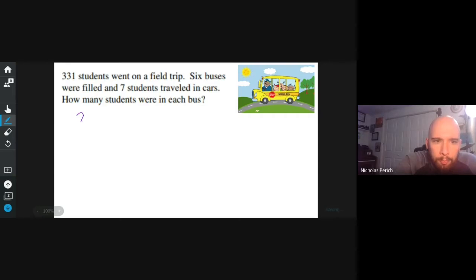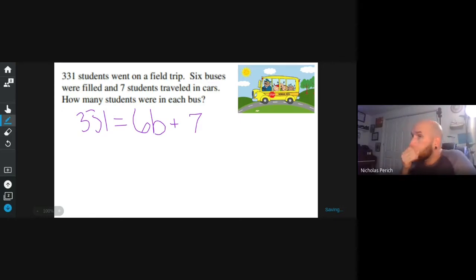Okay, so my total, and I like totals, 331 equals 6 buses were filled and 7 students traveled in cars. So that's going to equal 6 buses and 7 students. And again, if you're having a hard time understanding the word problem, try simplifying a little bit. I don't need all these words. All I need is total is 331. So it's going to equal 331.